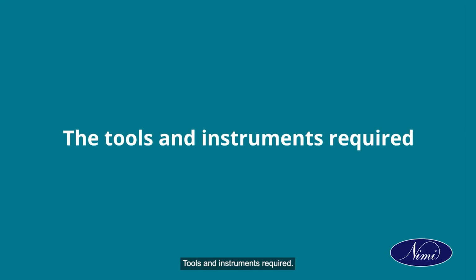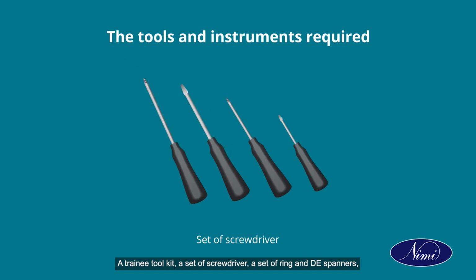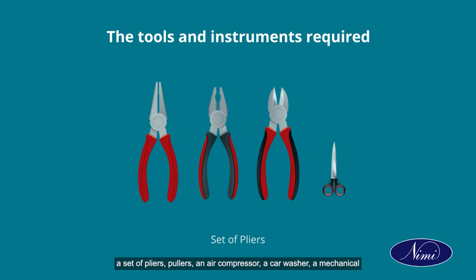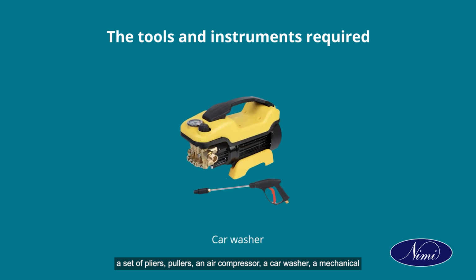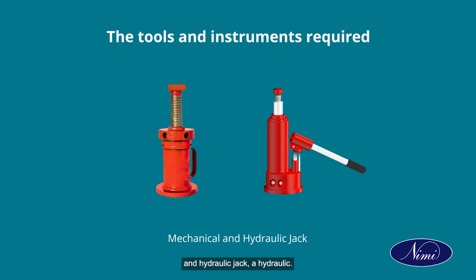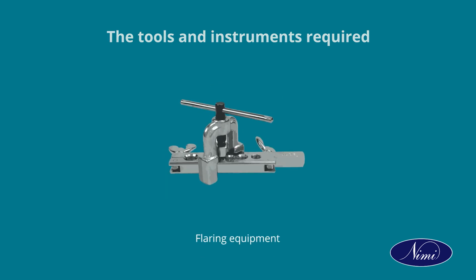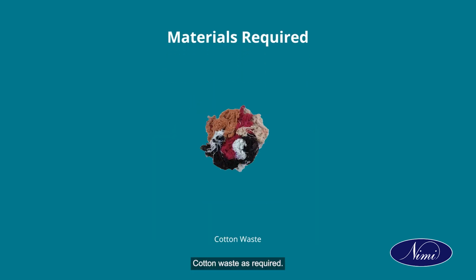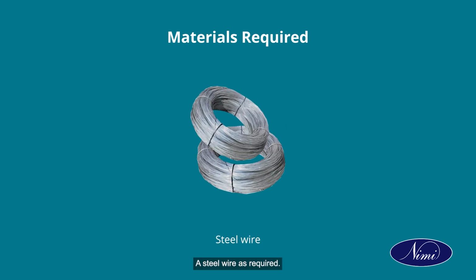Tools and instruments required: a trainee toolkit, a set of screwdrivers, a set of ring and DE spanners, a set of pliers, pullers, an air compressor, a car washer, a mechanical and hydraulic jack, a hydraulic press, a flaring equipment. Materials required: kerosene as required, cotton waste as required, pipe as required, a steel wire as required.